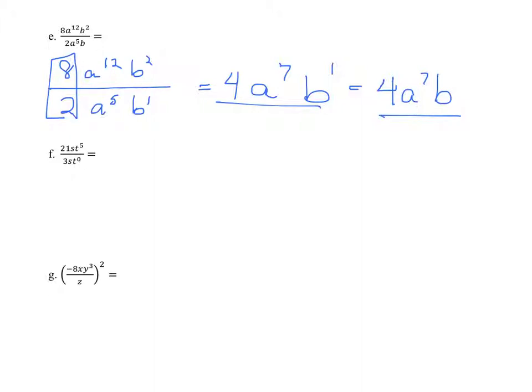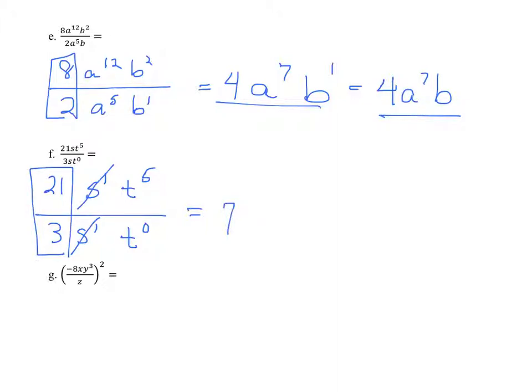Let's take a look at this next one. So we get 21 s to the 1st t to the 5th over 3 s to the 1st t to the 0. If I think about it, my s's are just going to divide out. 1 minus 1 is 0, but s to the 0 is 1. I'm going to normally just divide those. I get 7 t to the 5th, t to the 0. 5 take away 0 is 5, so this is going to be 7t to the 5th. The s's are gone.